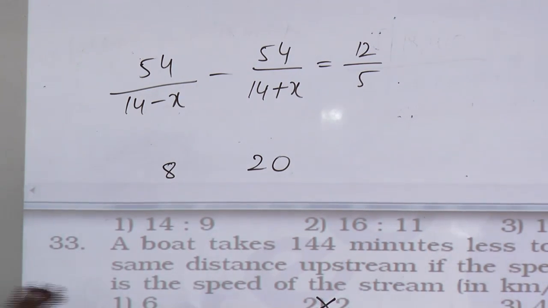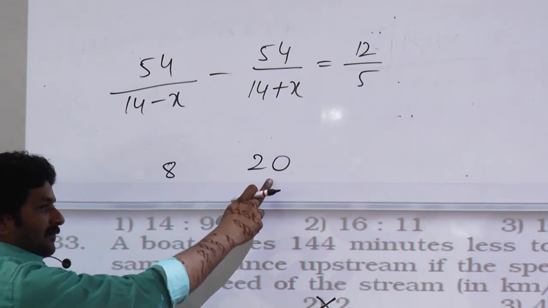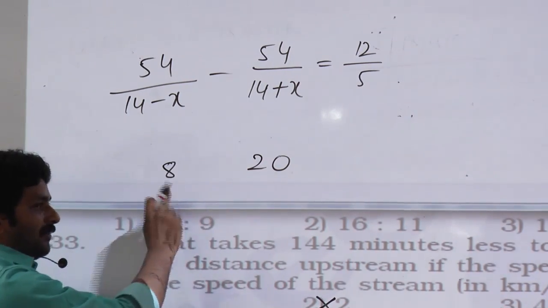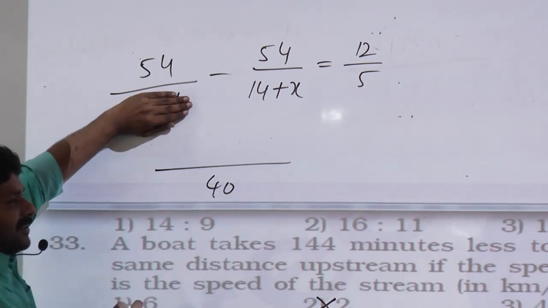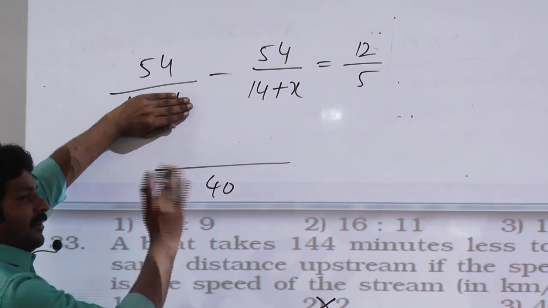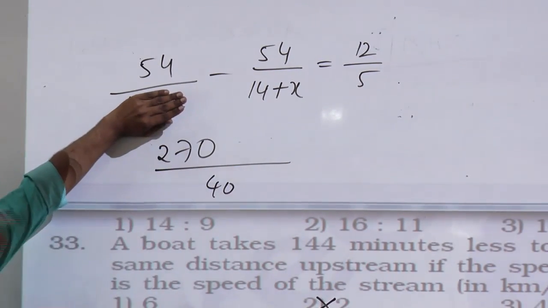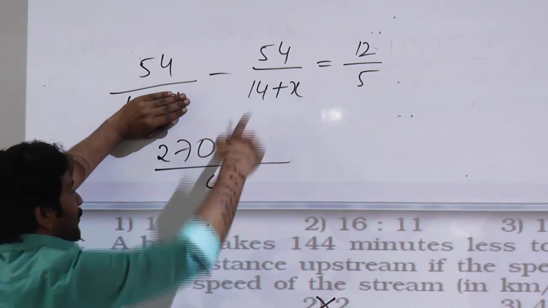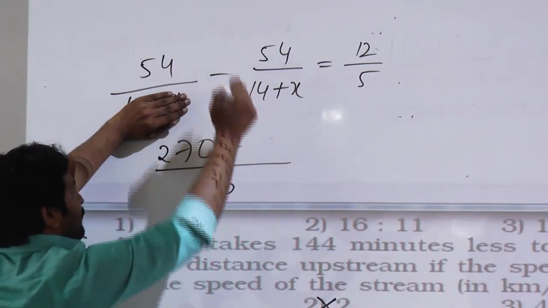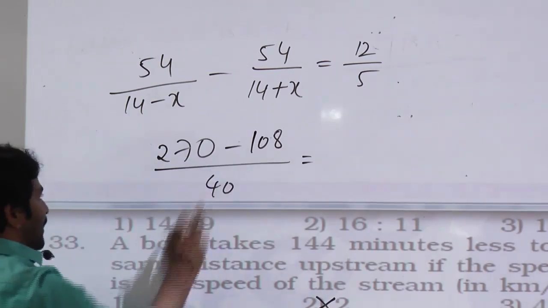Okay? Now let me verify. If you substitute 6 here, you will get 8 and then 20 here. What is the LCM of 8 and 20? 40. Here I have 8. 8 how many times is 40? 5 times. 54 5 times is 270. 54 10 times and make it half. Minus, what is this? 20. 20 how many times? 2 times. 2 times of this is 108. 270 minus 108.